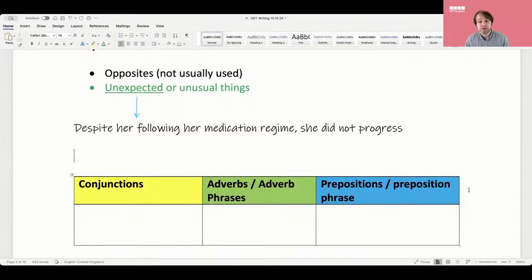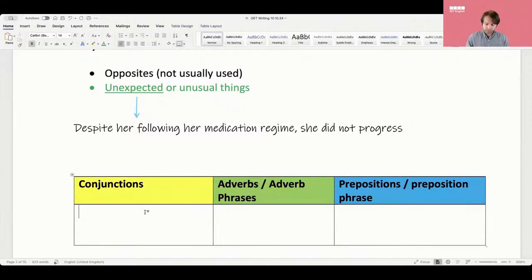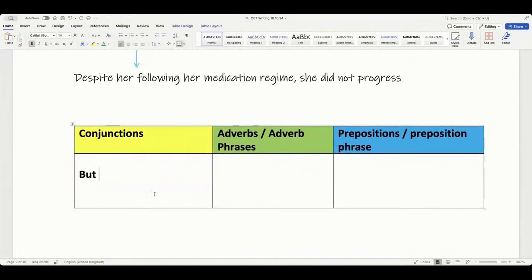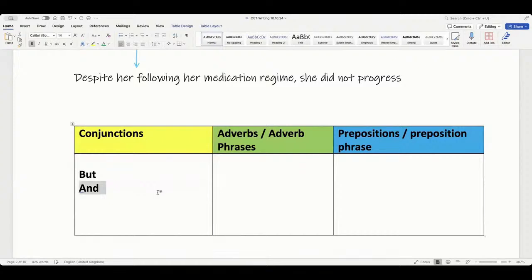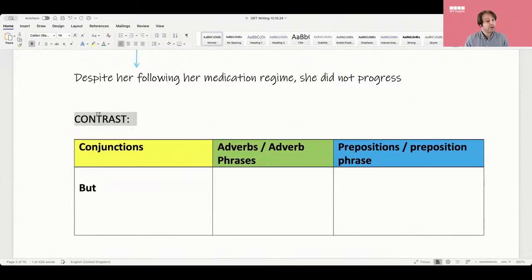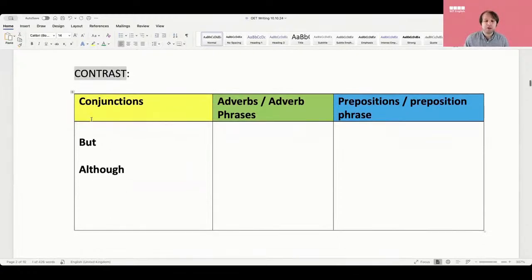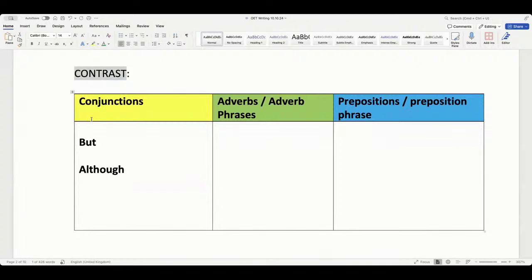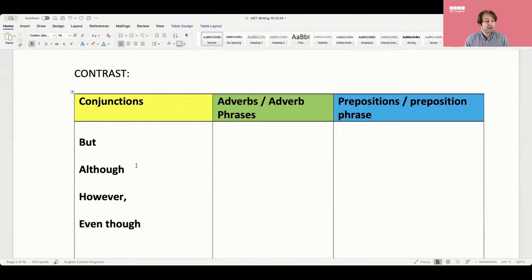So a word like but, Fareed, is that an adverb? No, conjunction. But would be a conjunction. Does everyone agree that but is a conjunction? Yes. Okay, what other conjunctions do we know? I just want contrasting conjunctions. Although. However. Even though. Okay. Well, even though, nevertheless, good. Anything else?